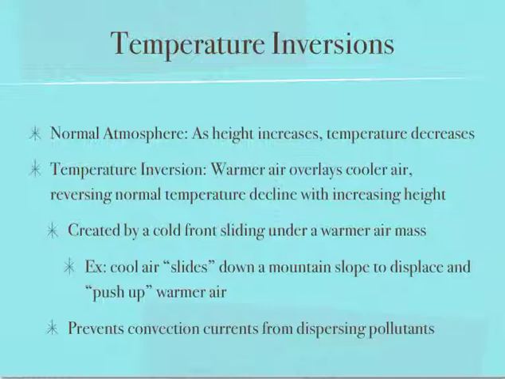This is created when a cold front is able to slide under a warm air mass. This usually happens when the cold air slides down a mountain slope and displaces, by pushing up, the warmer air. This is common in valleys and basins. This process then prevents convection currents from dispersing pollutants and traps them within the valley or the atmosphere.